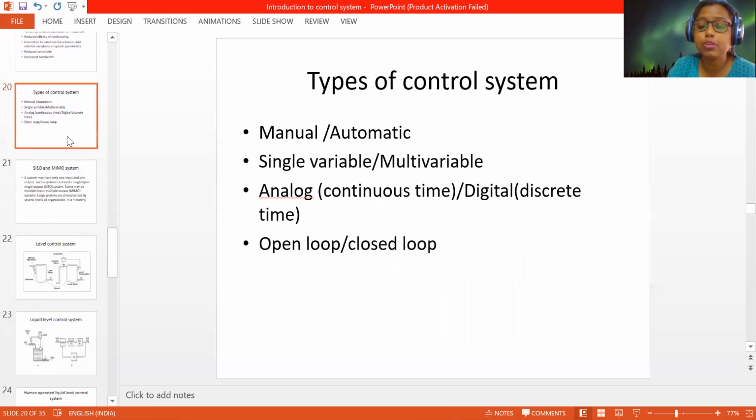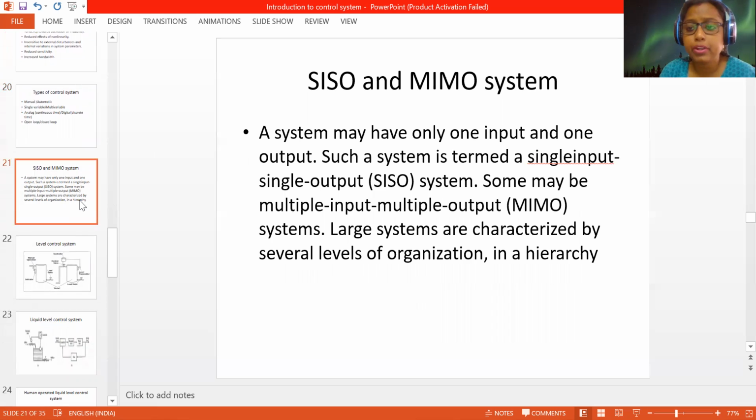Types of control system can come up as manual or automatic control system, single variable or multivariable control system, analog or digital control system, open loop or closed loop control system. Depending on the different types of inputs, we have the classification as SISO system and MIMO system. A SISO system means single input, single output system, and a MIMO system means multiple input, multiple output system. A system may have only one input and one output, that is the SISO system, and multiple input, multiple output will be termed as MIMO system.